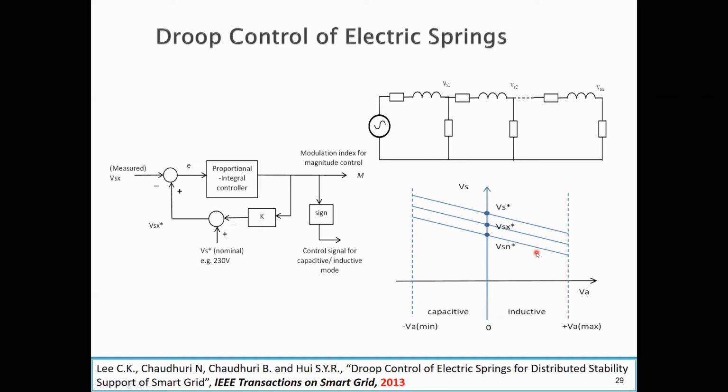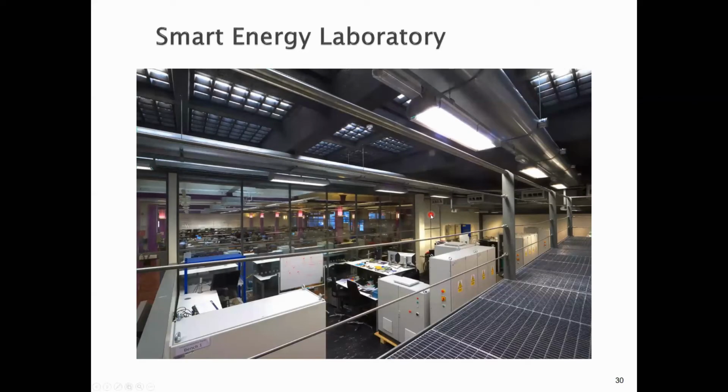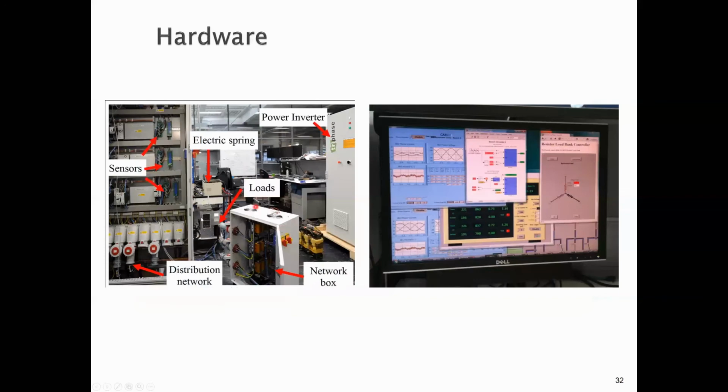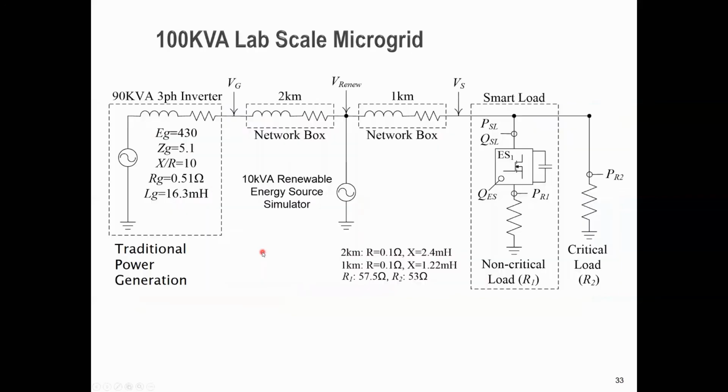Without using any communication between the electric springs, we use the group control for each unit so that each electric spring will maintain the local voltage without any communication. We conducted our test in Hong Kong University and at Imperial College. This is the set at Imperial College. This is the 100 kVA hardware emulator. So we have the configurable system to set up our microgrid. And these are some of the hardware setup.